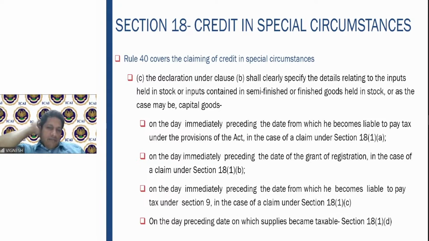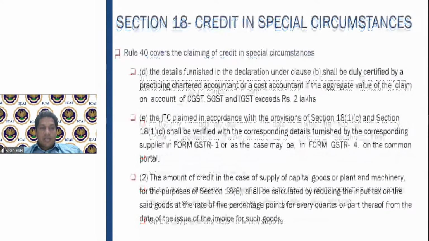Okay, with regard to 18(1)(a), the day preceding the date on which he becomes liable to pay the tax. That is the registration part. Second one, the day immediately preceding the date of registration in case of voluntary registration. Third one, the day immediately preceding the date from which he becomes liable to pay the tax under Section 9 in case of a claim under 18(1)(c). Okay, this is your shifting from composition scheme to regular scheme. Then the day preceding the date on which supplies become taxable, this is exempt to taxable supply. So whatever details of the inputs are there, the declaration has to clearly specify.